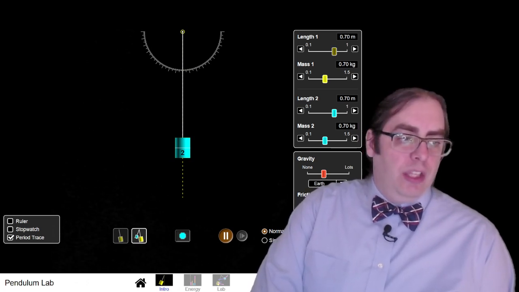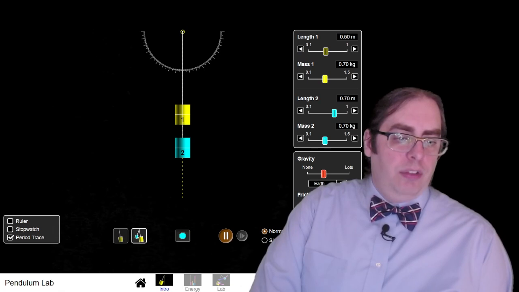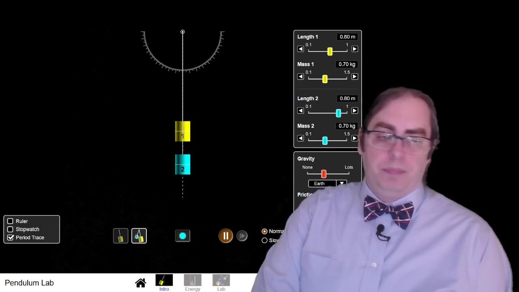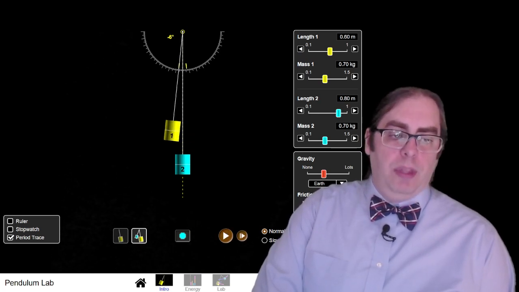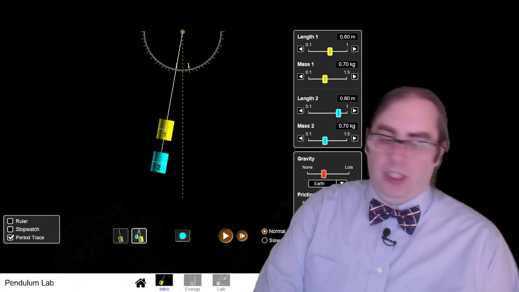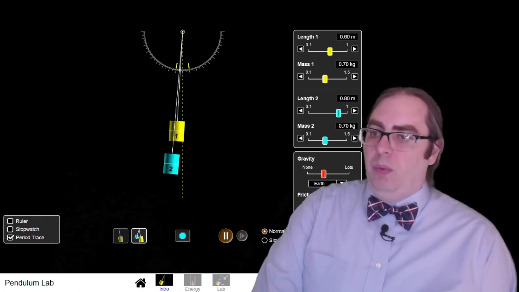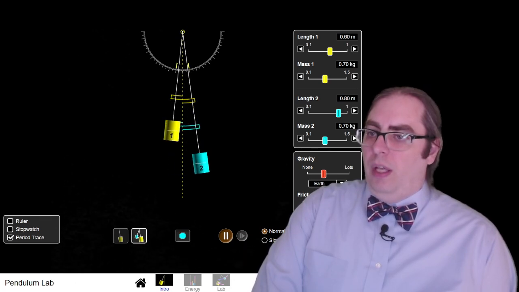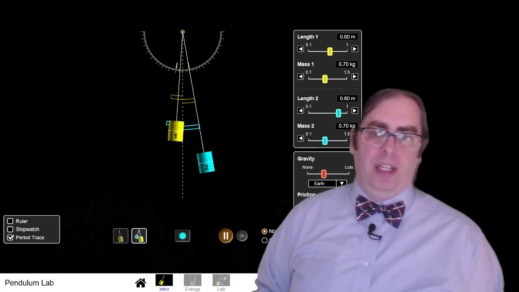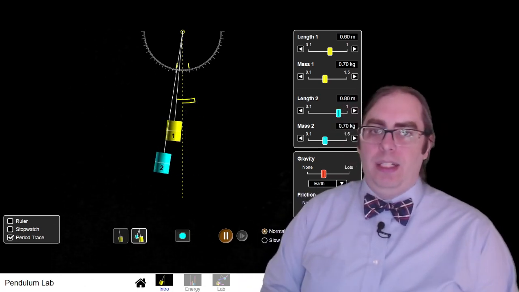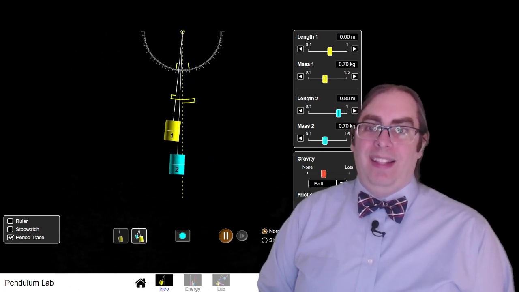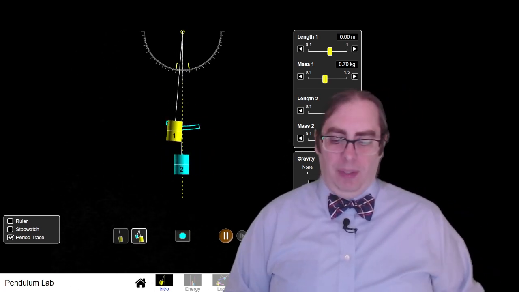And let's change the length of the strings. Oops. Let's make this string a little bit shorter, and let's make that string a little bit longer. And once again, I'll do the same thing. I'm going to pull them back to exactly the same position and let them go. And when I do this, they immediately fall out of sync with each other. They are no longer moving at the same rate. So the length of the pendulum is going to change the period. And that's it. That's the only thing that really matters.